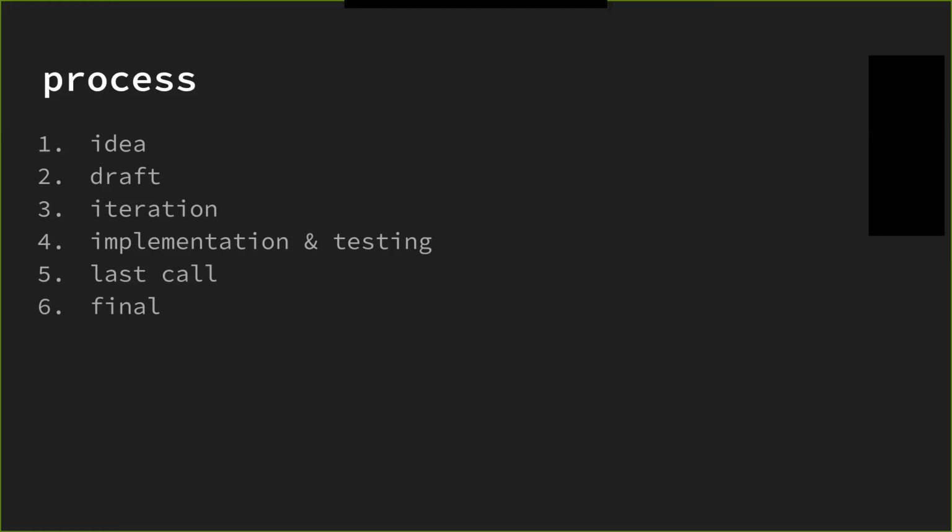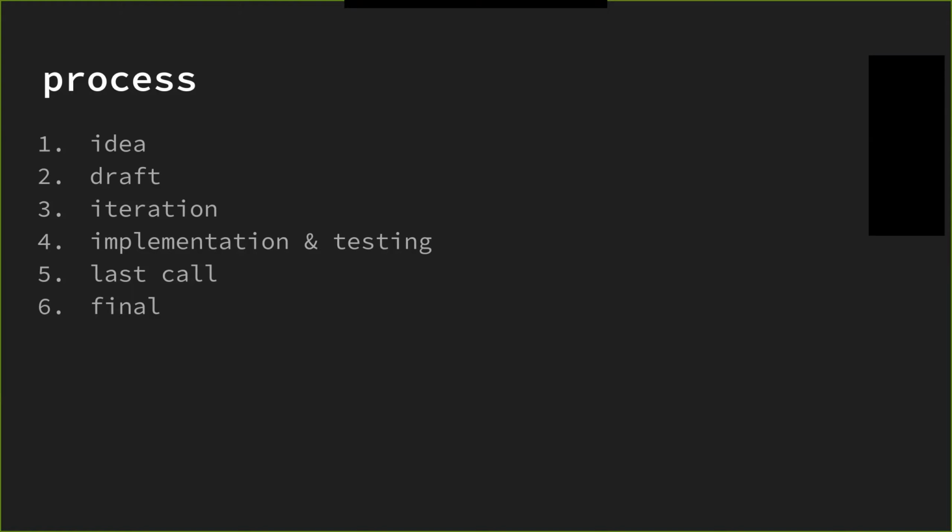But at that point, they'll merge it into the EIPs repository, and it's time to really iterate on this idea and share it with the community and try to get feedback so that you can move it on to implementation and testing. The implementation, testing and iteration phases will probably go somewhat hand in hand, because as you're implementing and testing, you'll find things that may need to change within the specification.